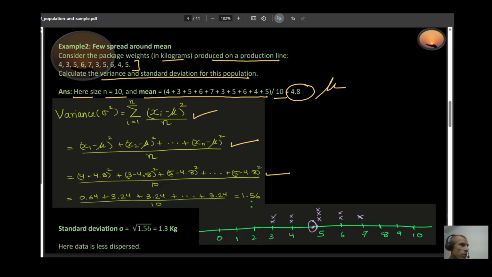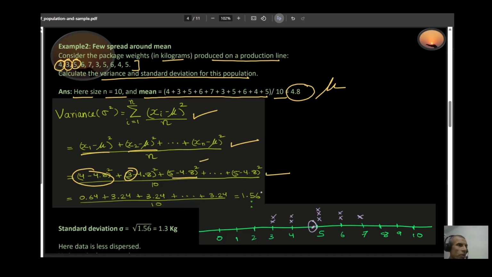I substitute my values. So x1, right, 4. x1 minus mu squared is this expression right here. Okay, x1 is 4, minus 4.8 squared. Then x2 minus mu, your x2 is 3, right? You can see it is 3 right there. So 3 minus 4.8 squared. Then you have x3, which is 5, 5 minus 4.8 whole squared, and you can keep going like that.